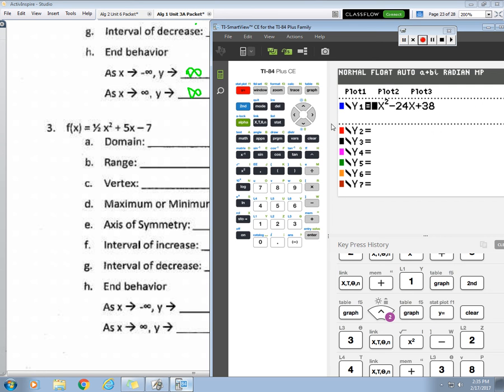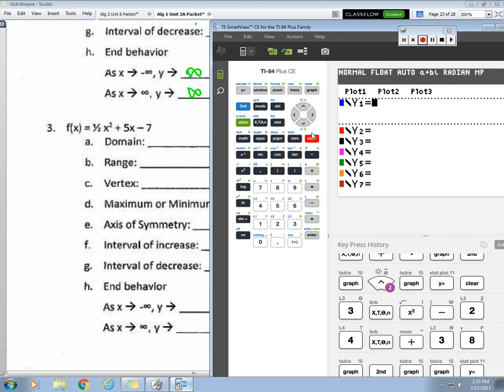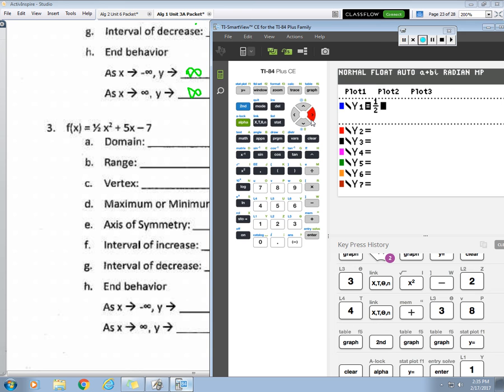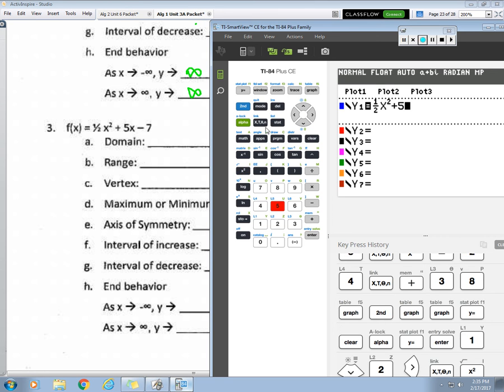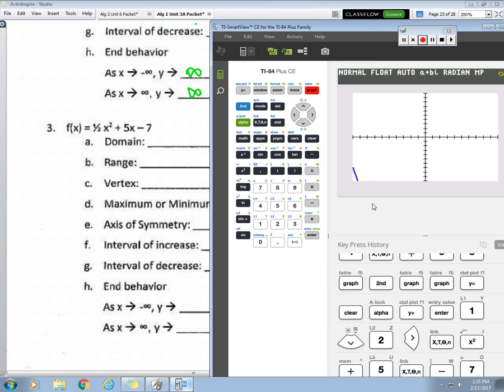Okay, well, we'll talk about how to fix that. Y equals 1/2, so I need to do alpha y equals n over d to get that fraction typed in. That's fine. X squared plus 5x minus 7. Now, like Isabella was saying, you can tell that the vertex is way down here. So watch what I'm going to do. You can do that, but I'm going to do it a different way. Right now, isn't the y-axis only going down 10 units? Well, I need to go down further.